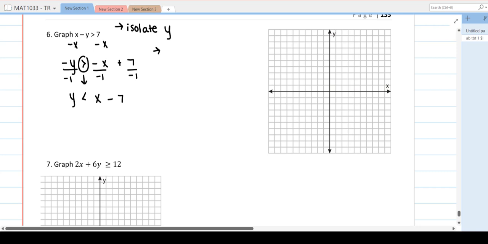Then I'm going to graph the equation like I would a normal line. So here's what you're going to do. You're going to use a dotted line for less than or greater than, and a solid line for less than or equal to, greater than or equal to.